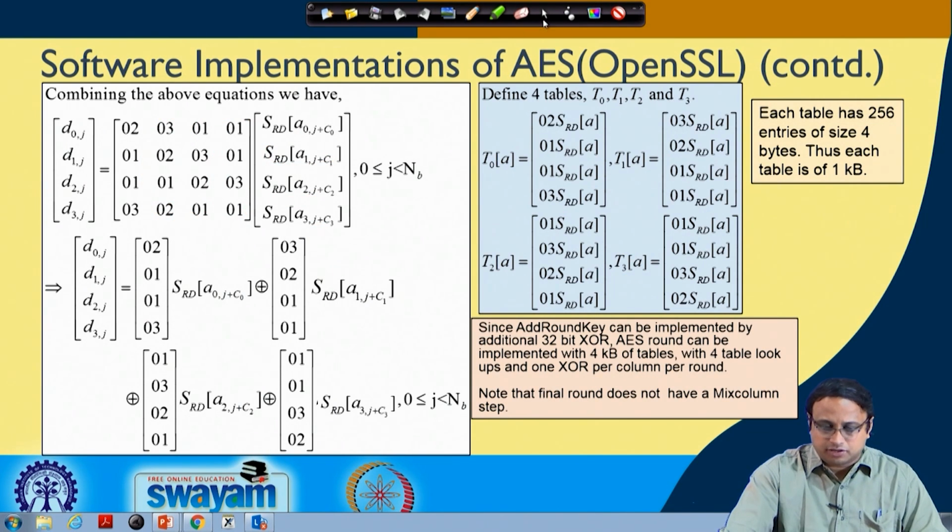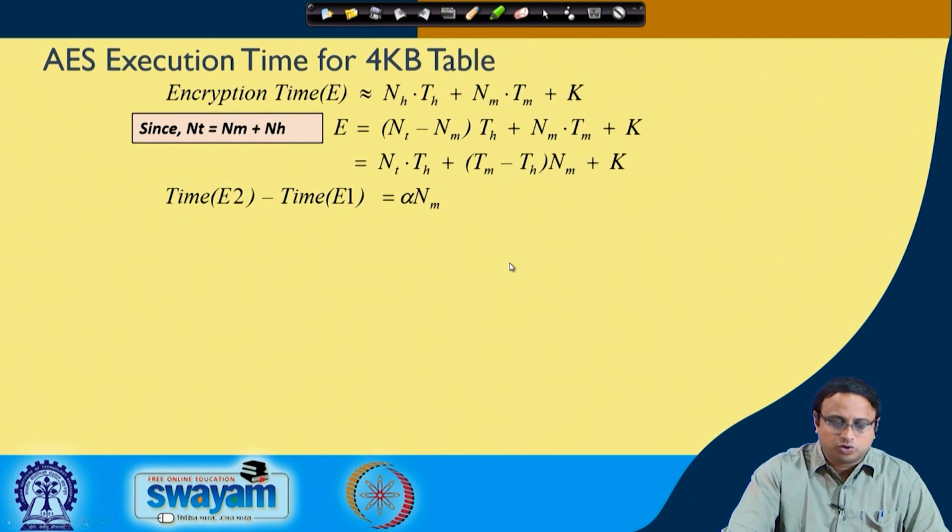So, if you now try to execute AES with this 4 kilobyte table implementation and consider 2 different runs of the encryption. Remember, if I store NT as the total number of accesses, then we know that NT is nothing but the summation of the number of misses plus the number of hits in an access. So therefore, NT is a constant, because the total number of accesses that you do to the tables remains a constant for that algorithm. So therefore, I can replace NH with NT minus NM, and therefore I can rewrite this equation as NT into TH plus TM minus TH into NM plus that constant K.